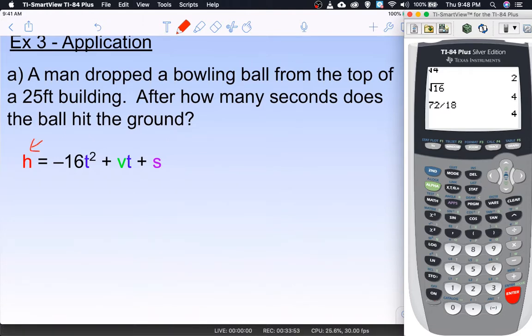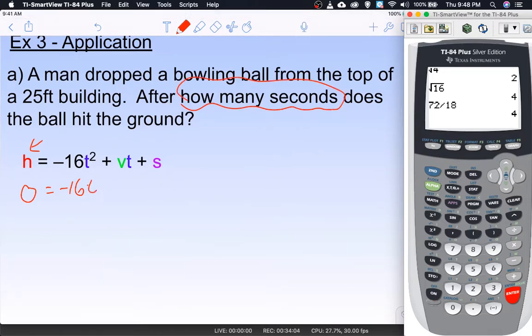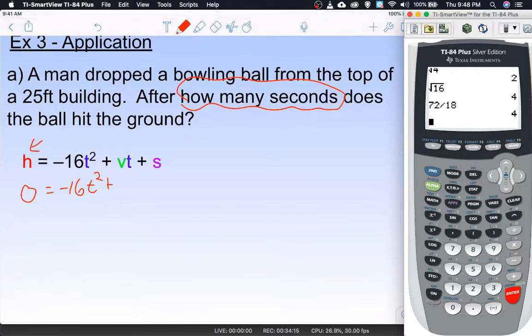Final height. Well, the ball's hitting the ground, 0. T, time. How many seconds? We don't know. We're going to leave T. Initial velocity. If he's dropping the ball, when he first lets go of the ball, what's the velocity? Is he giving it a push? Is it moving at all? The answer is actually the initial velocity is going to be 0.